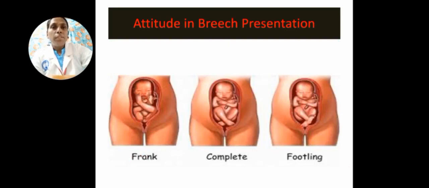Even in the breech presentation, you can see the degree of flexion of the extremities leading to different types of breech presentation. It can be a frank breech, a complete breech, or a footling breech.